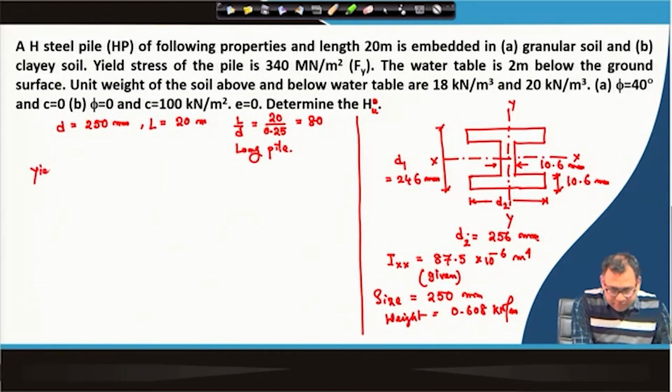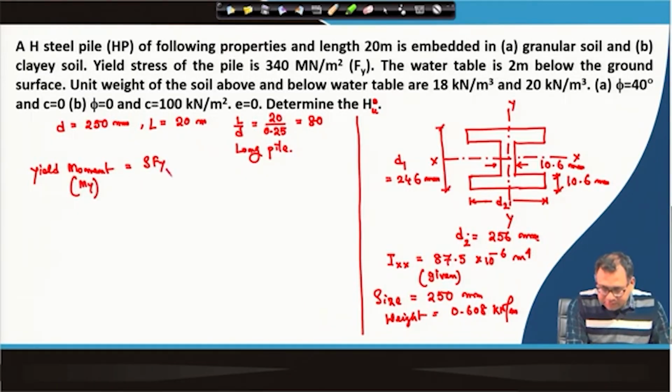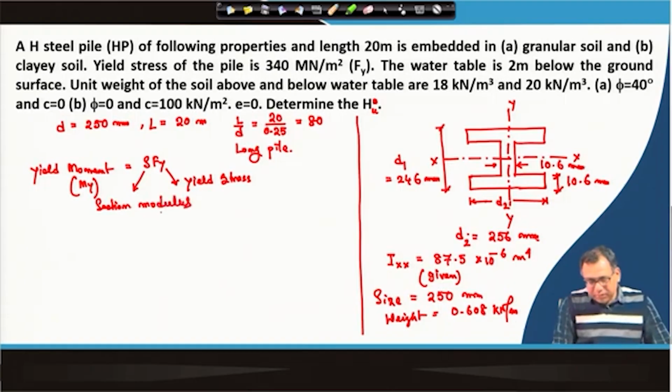So, yield moment M y is equal to S into F y. What is F y? F y is the yield stress and S is the section modulus. Most of the cases these yield stress and section modulus are given. So, you have to calculate the yield moment. Directly yield moment will not be given, but if the yield moment is given directly, then you can use that yield moment directly, but most of the cases the yield stress and the section modulus are given.